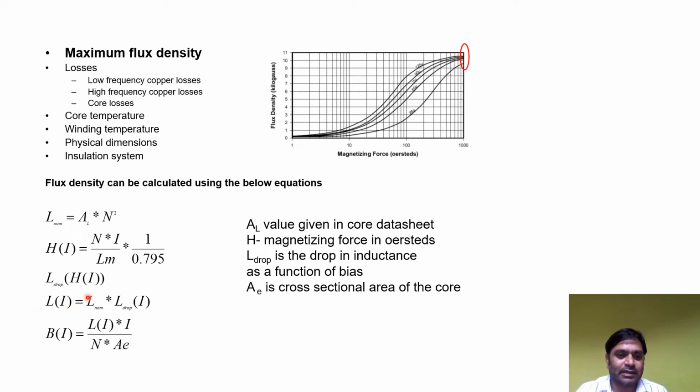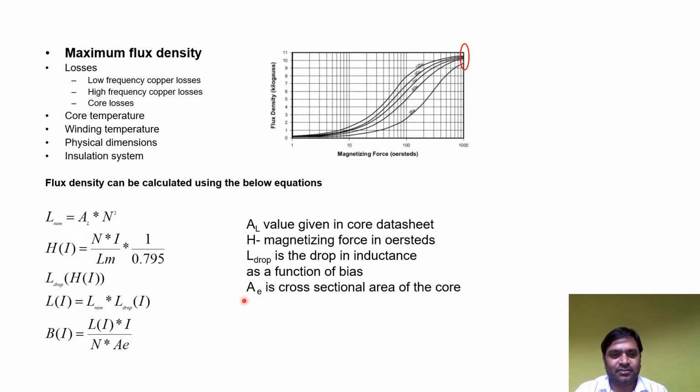We can now find out that if we multiply L nominal by this L drop, we will get the inductance value at that current. And then that's how we get the flux density at that current. We calculate the inductance at that current, multiply by the current, divided by the number of turns times the cross-sectional area of the core. In the previous video we discussed the core cross-sectional area, so this is coming from there. If somebody wants to know more about the core cross-sectional area, they can see my previous video, where you will get more information.